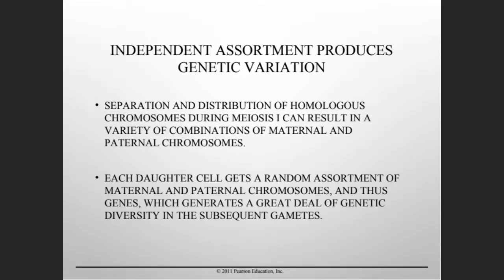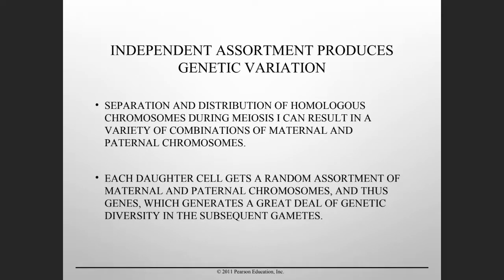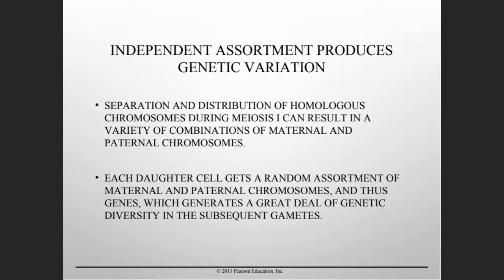So again, independent assortment is the separation and distribution of the homologous chromosomes during meiosis 1, which can result in a variety of combinations of maternal and paternal chromosomes. We have 23 pairs, right? So you can get, say, 10 from mom on this side, and then that's going to be 13 from dad on this side, and it'll be the opposite on the other cell. See, that's that massive amount of variation. Good, and it's completely random how they line up, how they pair up, which side they pair up to when they're pairing up.